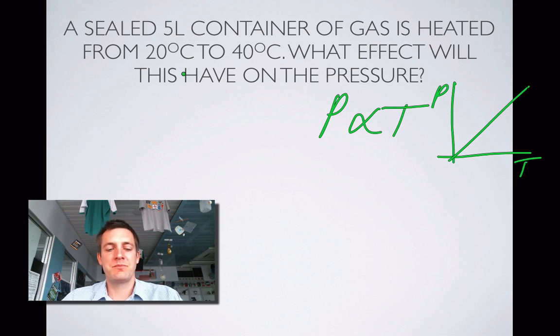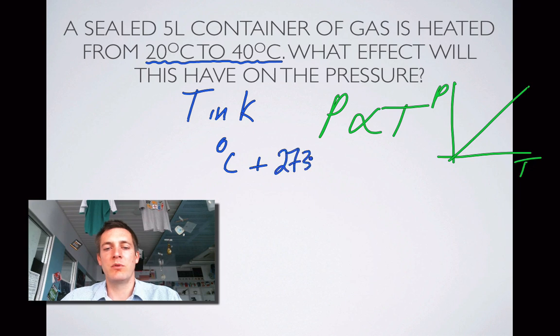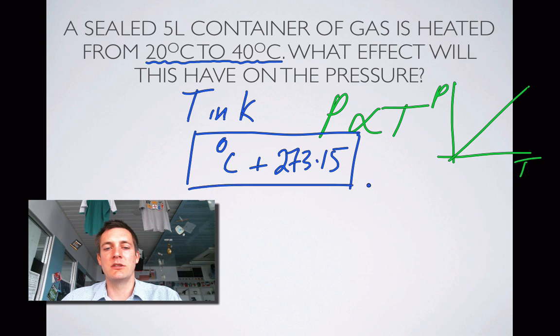Okay, I suppose what this question is trying to do is trick you a little bit, because it's saying, oh look, the temperature looks like it's doubled. And if you think that, then you've forgotten that you've got to have the temperature in Kelvin. So to convert degrees centigrade into Kelvin, we add 273.15. And that's not a number that you have to remember, it's on the data sheet.